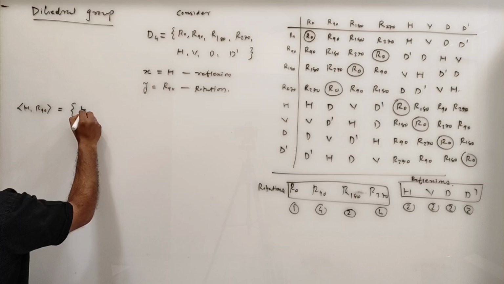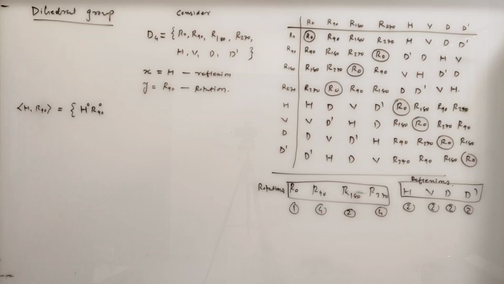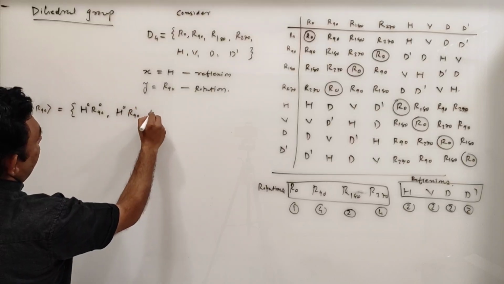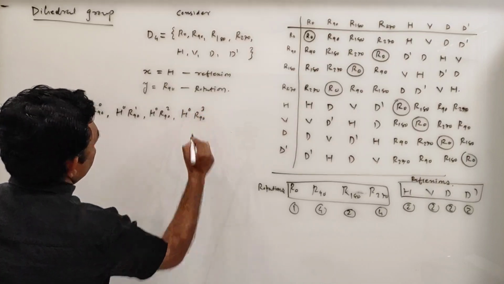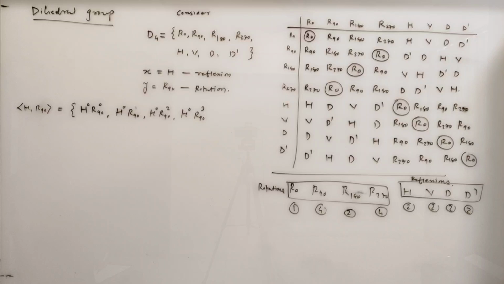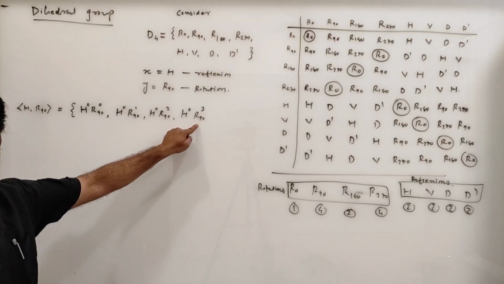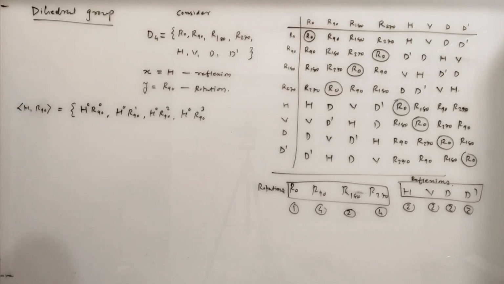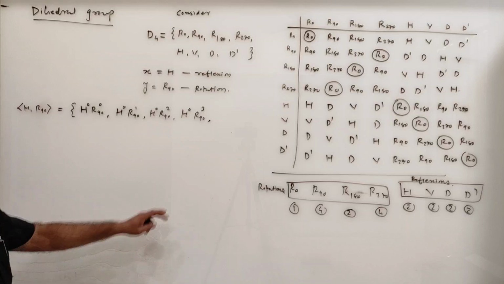So what I will consider is h raised to 0 or 1, and r90 raised to 0, then r90 raised to 1, r90 square, r90 cube. So what I did is take the powers 0, 1, 2, 3 of r90 and multiply them with h raised to 0, meaning I have taken the composition. Now if I consider r90 raised to 4, then I will get something back, so that's why I stop here.